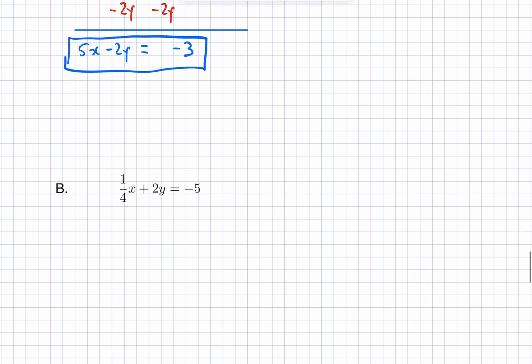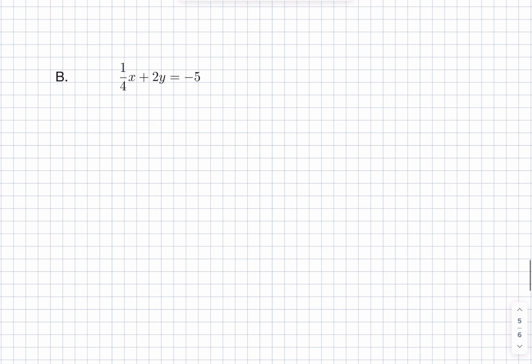And then our final example, we see that this equation, 1/4 x plus 2y is equal to negative 5, is not in standard form because we have a fraction here. It is not an integer. So what we're going to do here, quite simply, is multiply this entire equation by 4. Now why do we want to multiply this by 4? Well, we want to eliminate or remove this denominator of 4. So if we multiply 4 across this entire equation, these will cancel out.